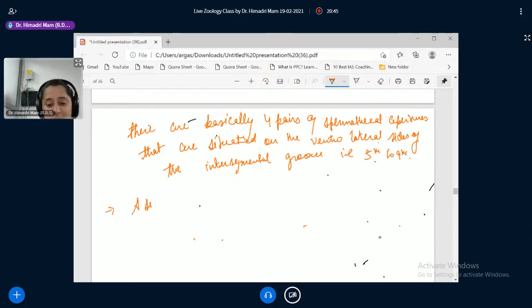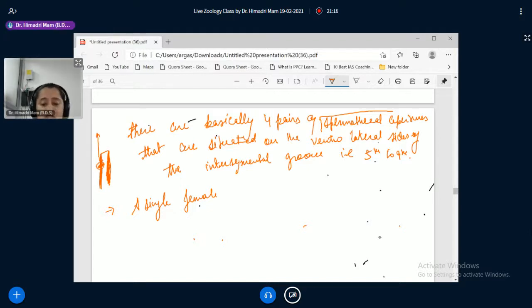A single female... that means the spermathecal apertures, that are situated where? Ventrolateral. That means the ventral side and the lateral one. Ventral means the front side, and the lateral one.